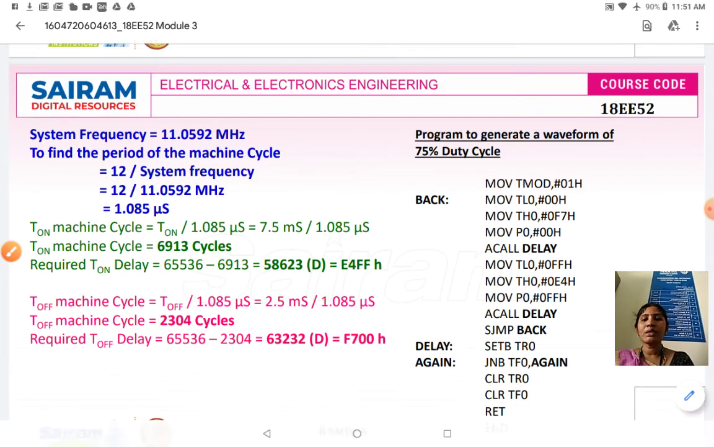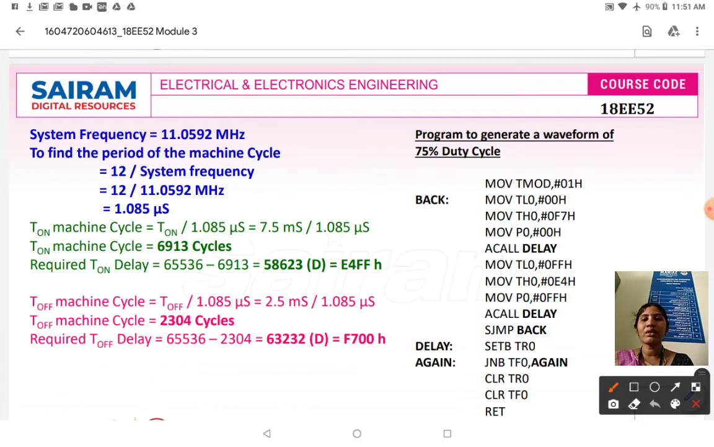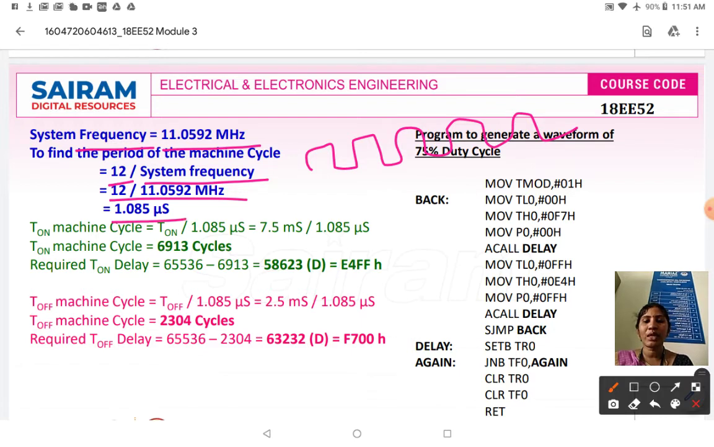Now consider the system frequency. The system frequency is 11.0592 MHz. Now we need to obtain the time period. Here one machine cycle is equal to 12 clock pulses. So when 12 clock pulses are given, it is equal to one machine cycle. To identify the time period, you are going to divide 12 by the system frequency. So 12 divided by 11.0592, if you put, you will get 1.085 microseconds.